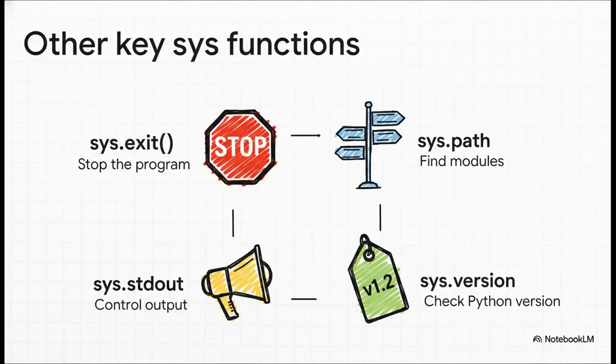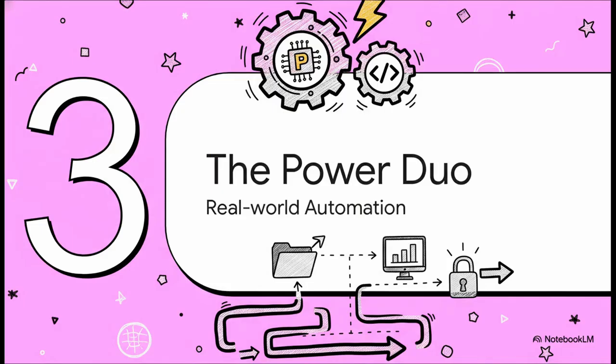But sys can do way more than just listen. It's like your script's control panel. If something goes wrong, you can hit the big red button with sys.exit to stop everything. If you're having trouble importing another module, you can check sys.path to see exactly where Python is looking for it. You can even check which version of Python is running, which is super useful. Okay, we've met the individual players. We know what OS does, we know what sys does, but the real magic happens when they work together as a team. So let's look at a real-world example to see this power duo in action.